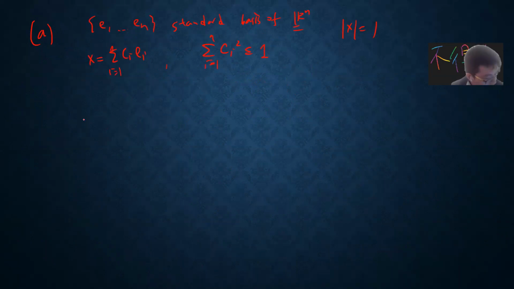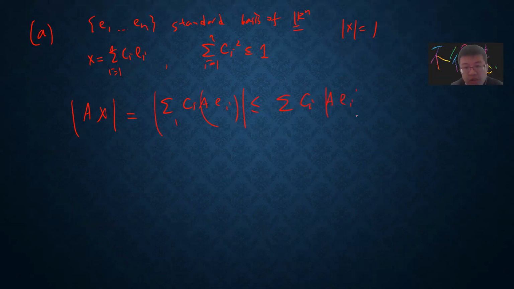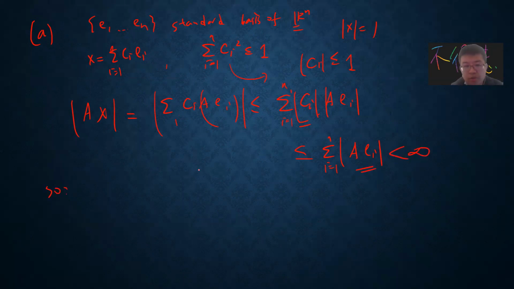So Ax is basically the summation of ci A ei, which by the Cauchy-Schwarz inequality I get the summation of the norm of ci A ei. Since each ci is less or equal to 1, this is less or equal to the summation of the norm of A ei. But A ei is fixed, just numbers, so this is finite. So the norm of A is less than infinity.